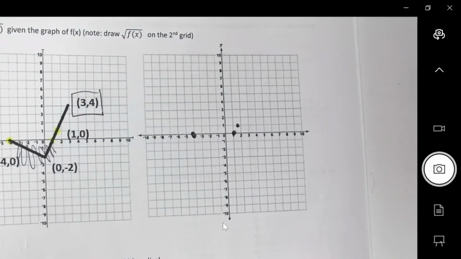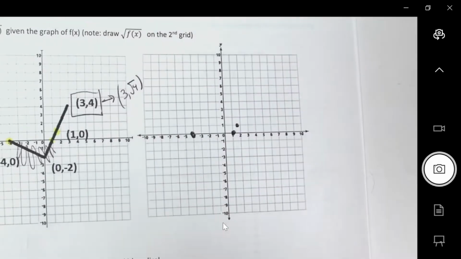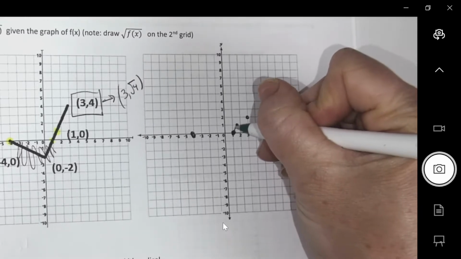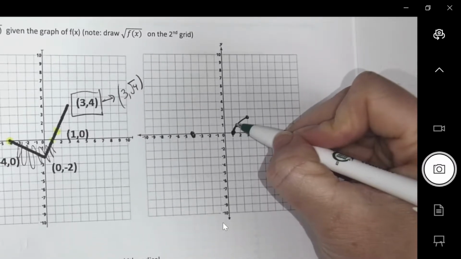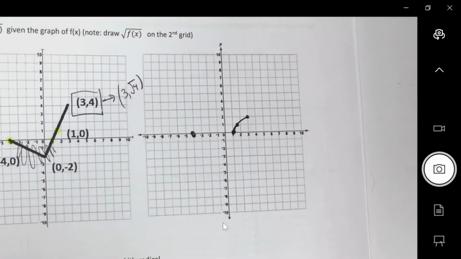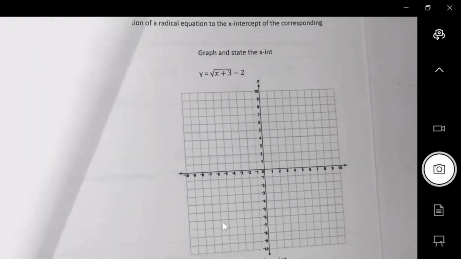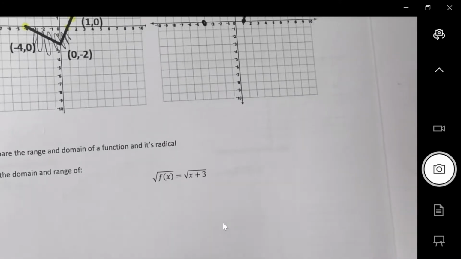What will you do with this coordinate, 3, 4? It's going to become 3, 2. And then do you remember the pattern? You're going to be a little bit over and then under. And then on this one, there's no arrow. Okay.